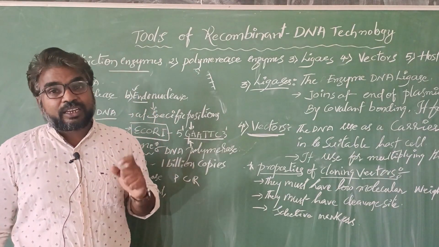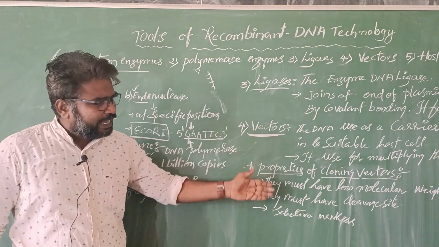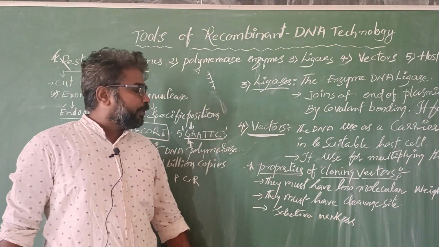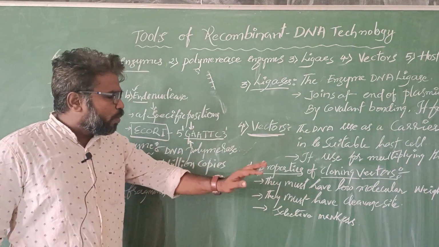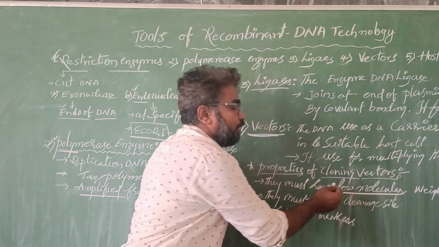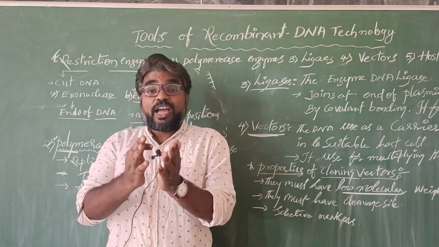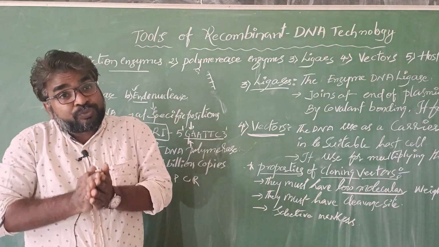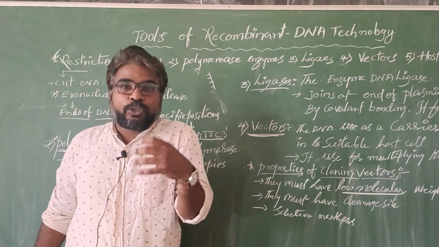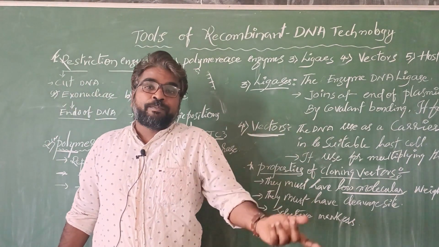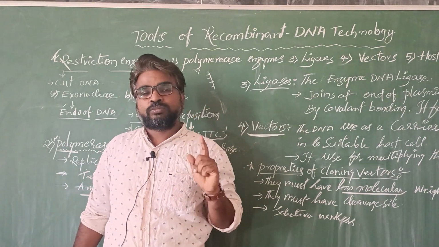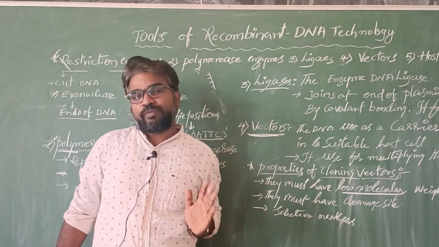That vector has different types of characters. Number one is low molecular weight. It must have low molecular weight. Why? If it is a high molecular weight, the transfer would be very hard. It is difficult to transfer into the host cell. So the vector should have very low molecular weight.